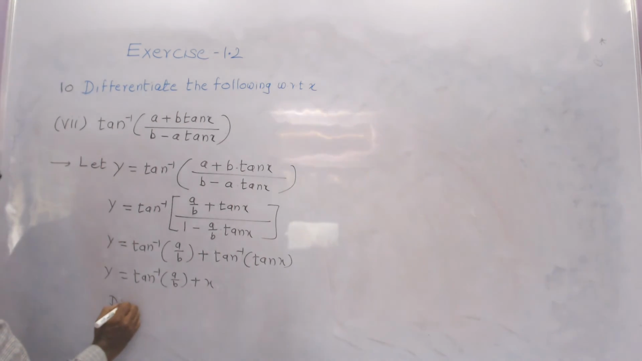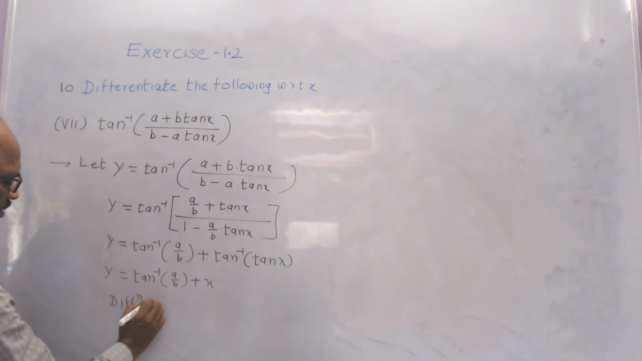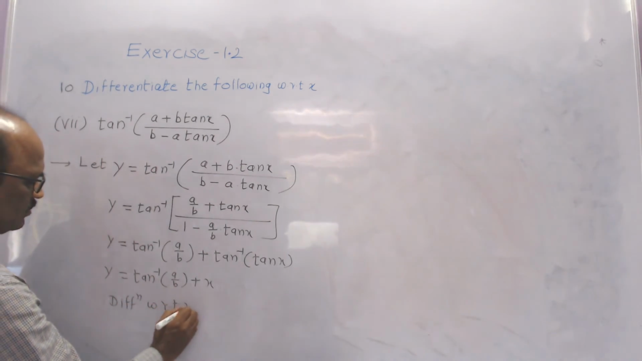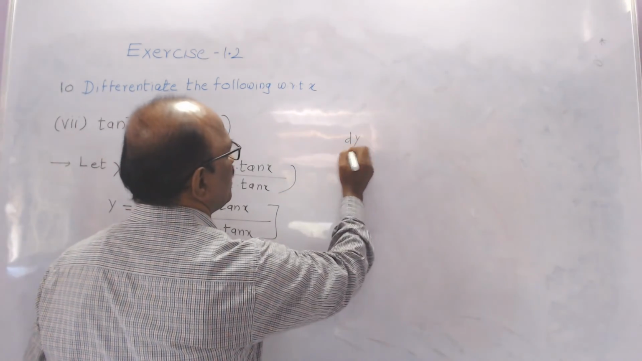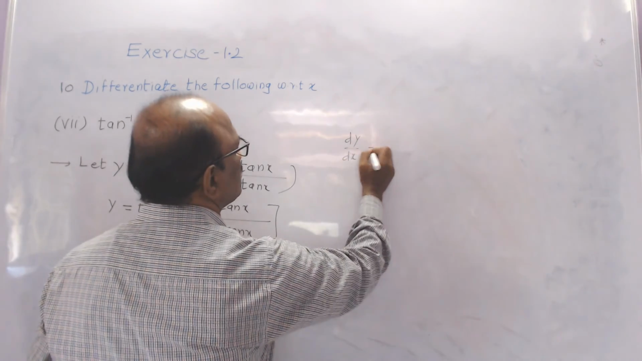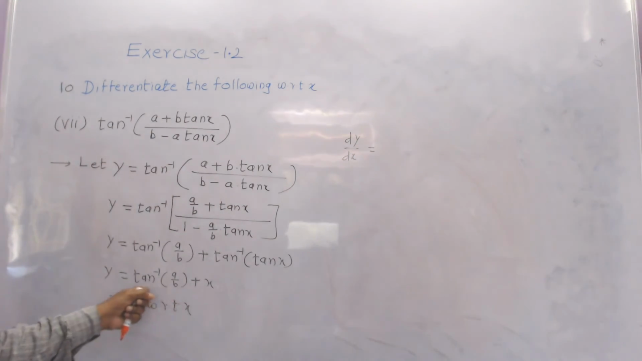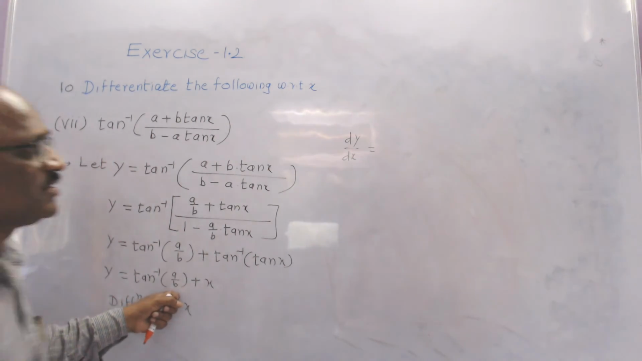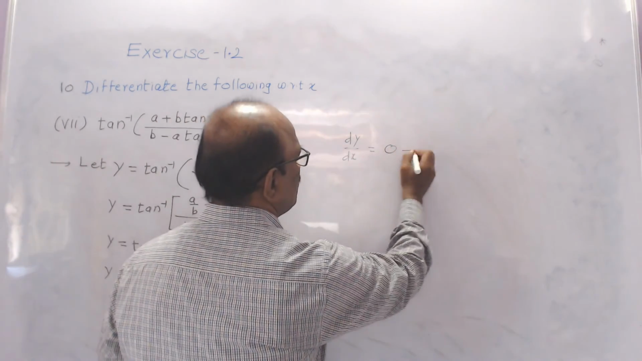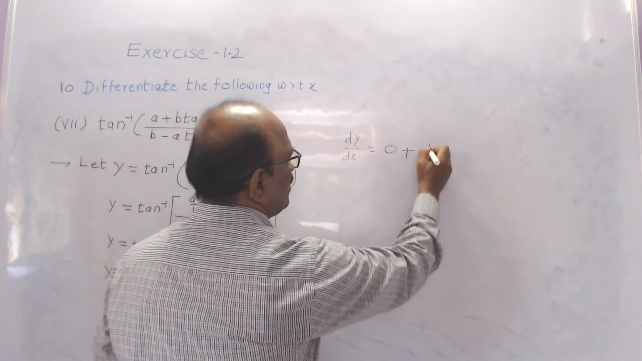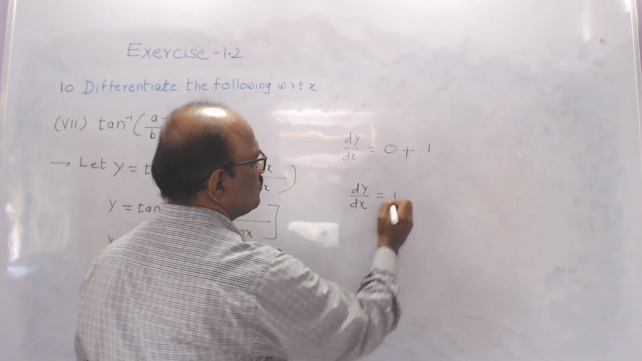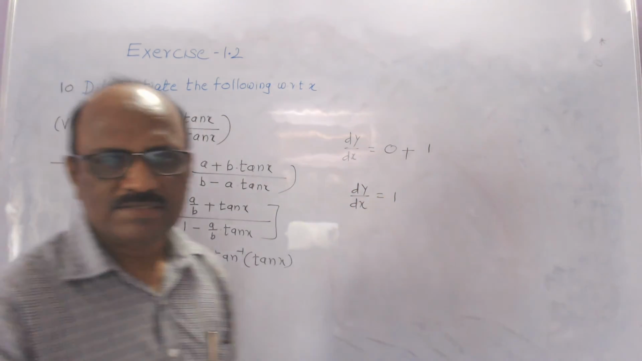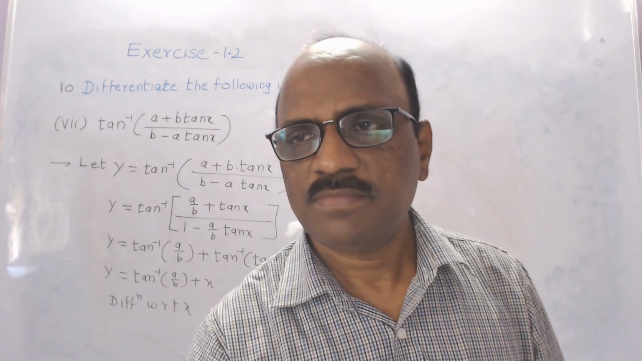Now differentiate this with respect to x, and therefore dy by dx is equal to the derivative of the constant tan inverse of A upon B. This is a constant, its derivative is 0, and the derivative of x is 1, and therefore dy by dx equals 1, and this is the answer. I will take the next problem.